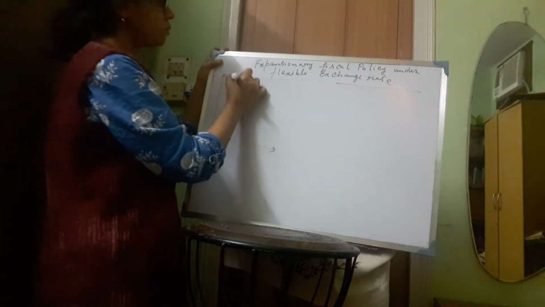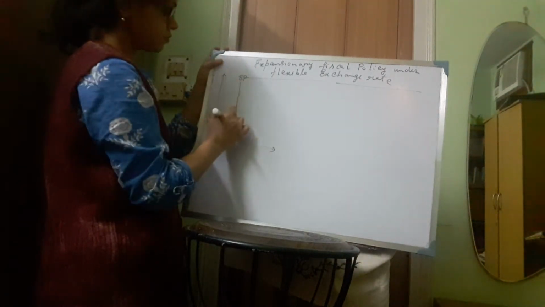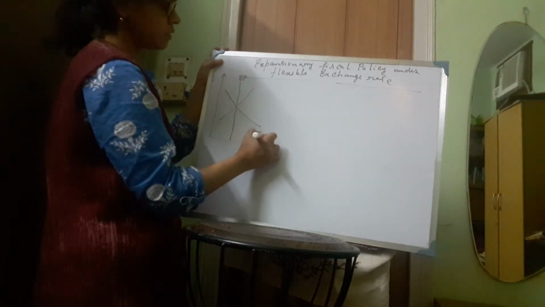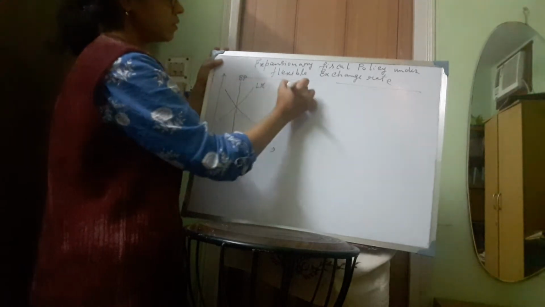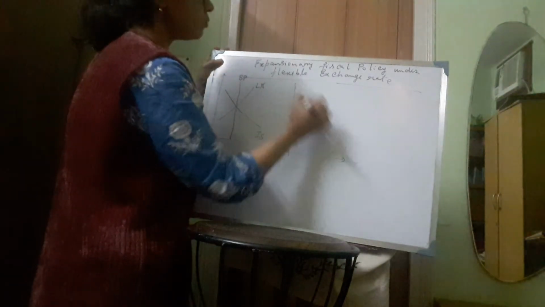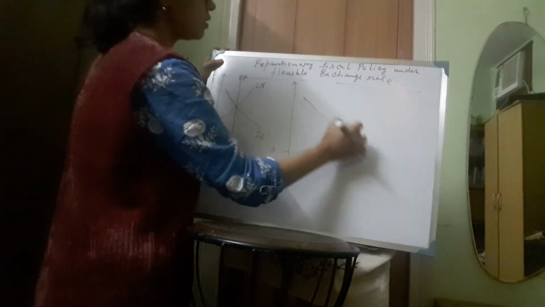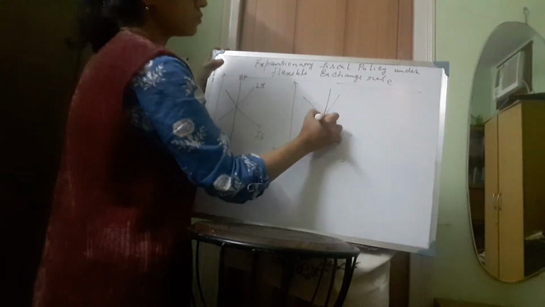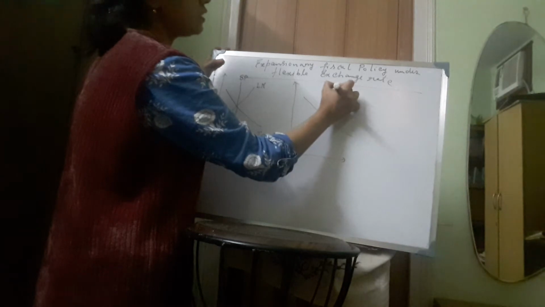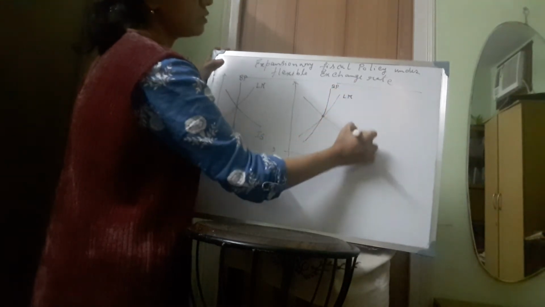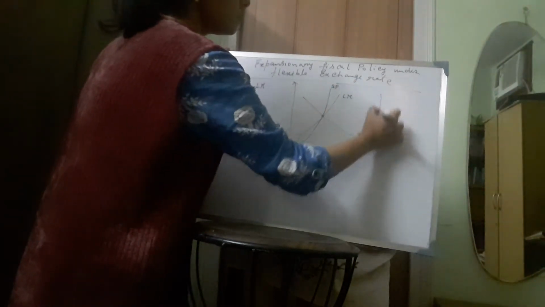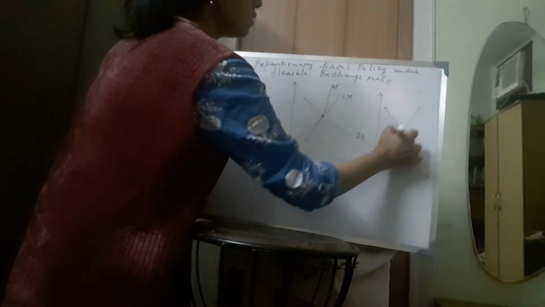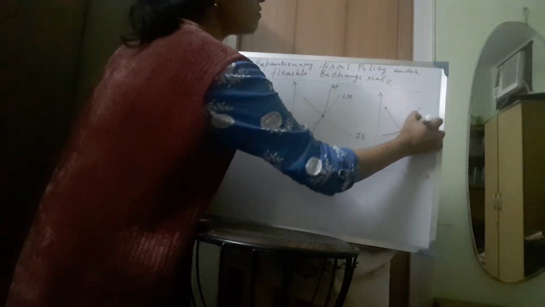In diagram 1, the BP schedule is vertical. So here we have zero capital mobility. In diagram 2, the BP schedule is positively sloped, but it is steeper than the LM curve. And in case 3, the BP schedule is positive, but it is flatter.